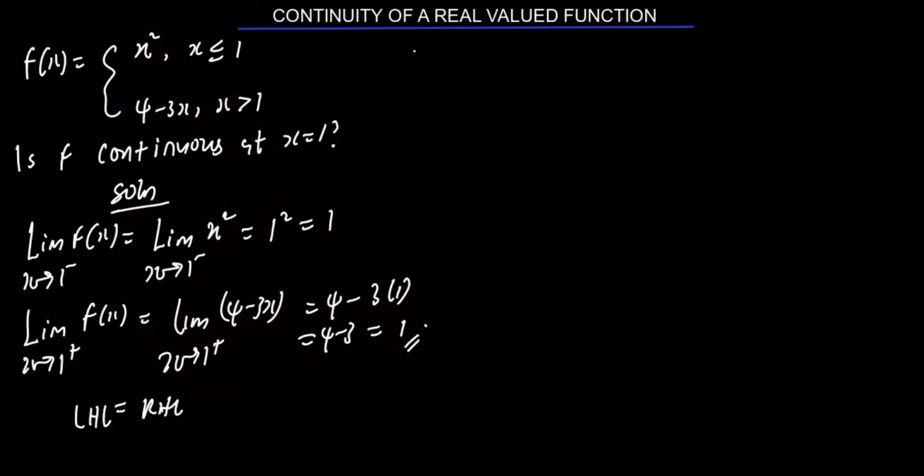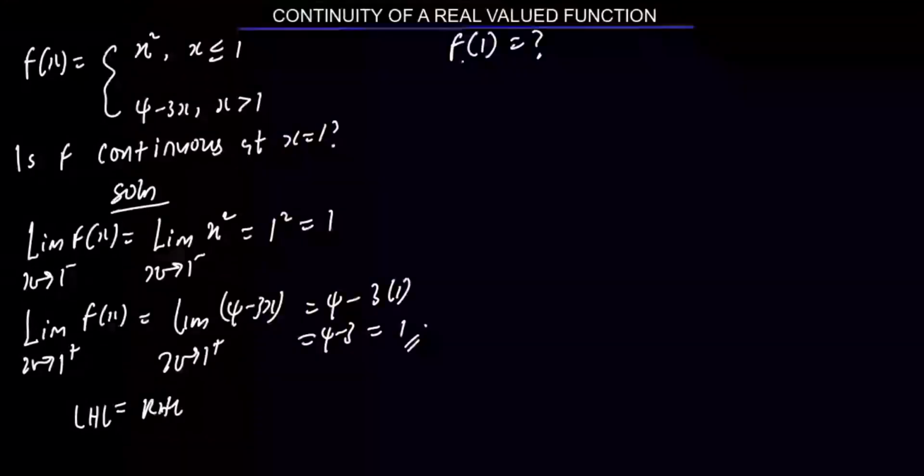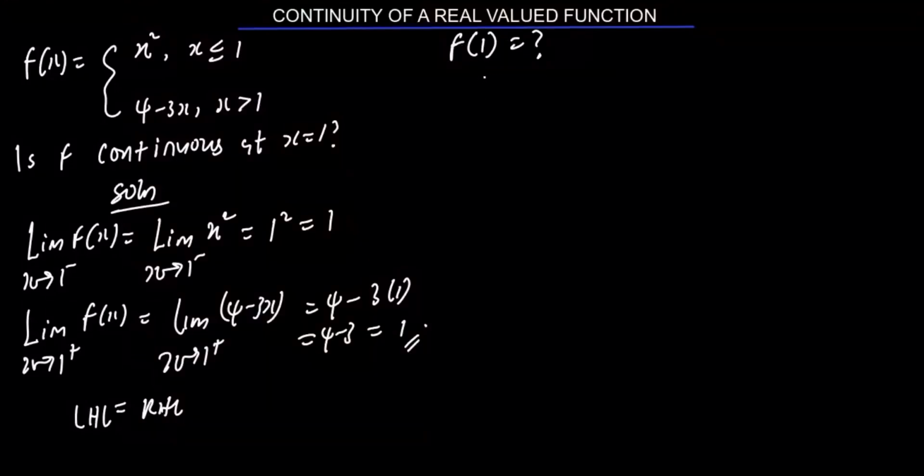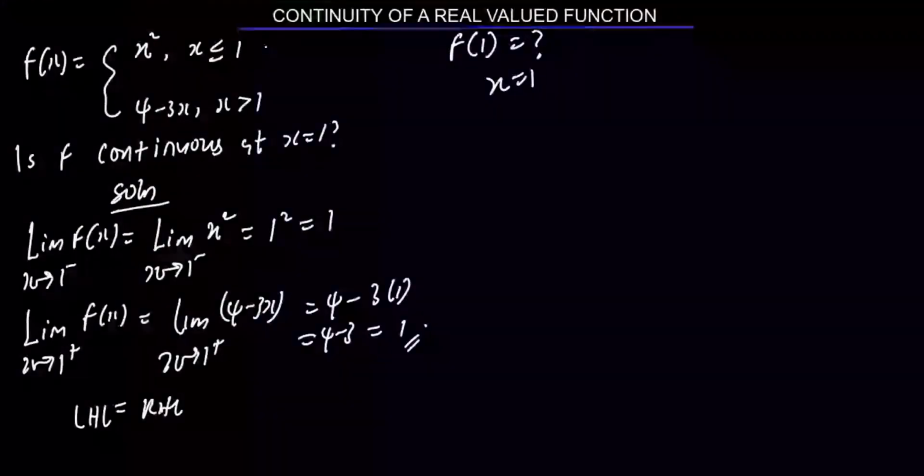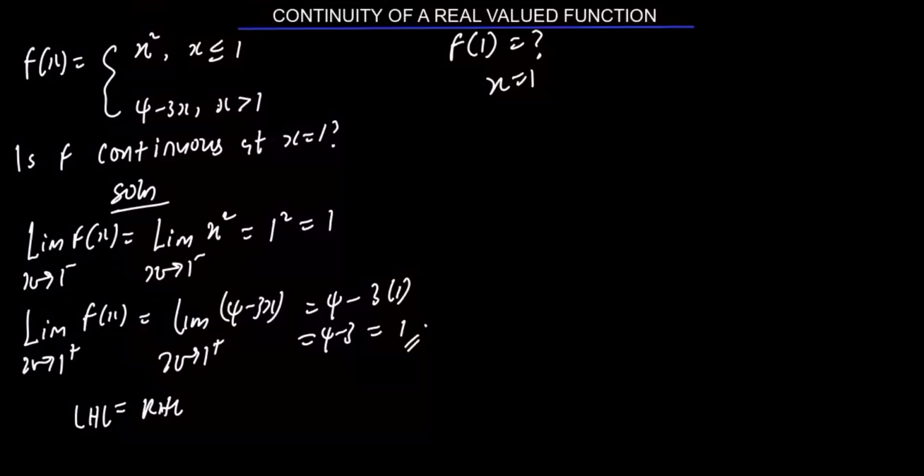Now let's look at the other condition. Let's see. What is f of 1? What is the value of f of x at x equal to 1? That's the meaning of this. Now, look at these two. Where do we have x equal to 1 out of them? Check it out. This is a piecewise function that has been defined for you. Where do we have x equal to 1? See, this is it. Less than or equal to 1. So this is where I have equal to 1.